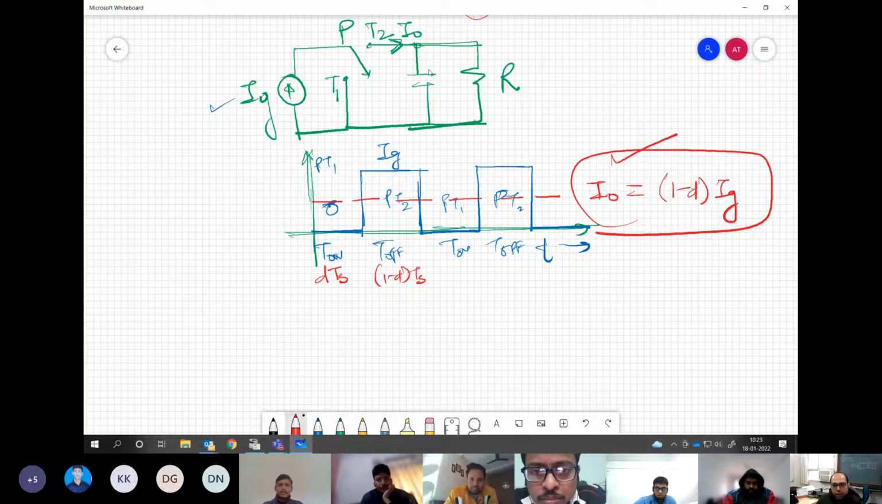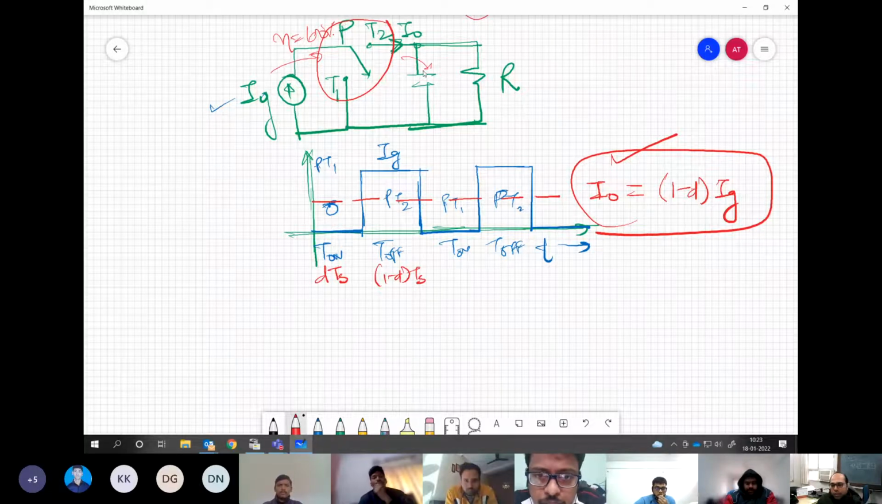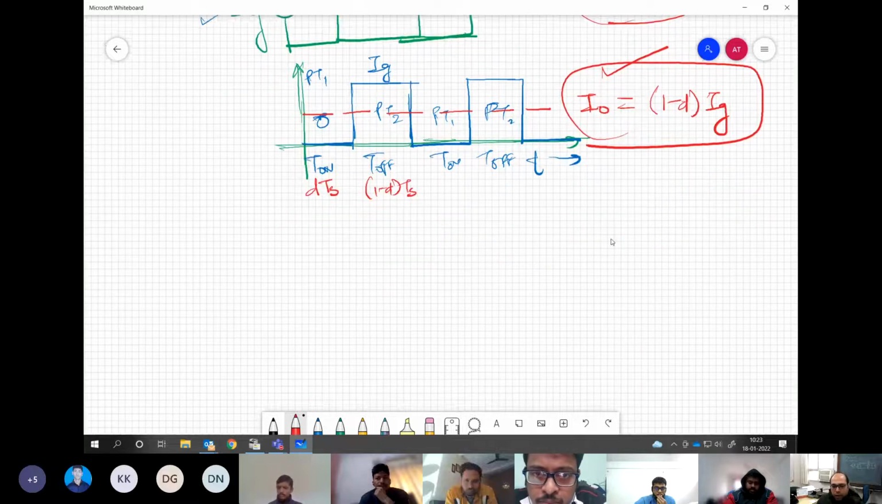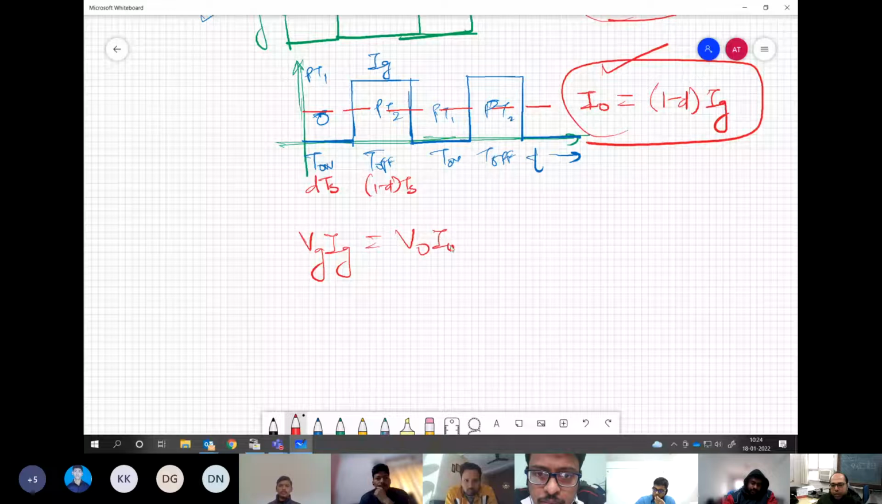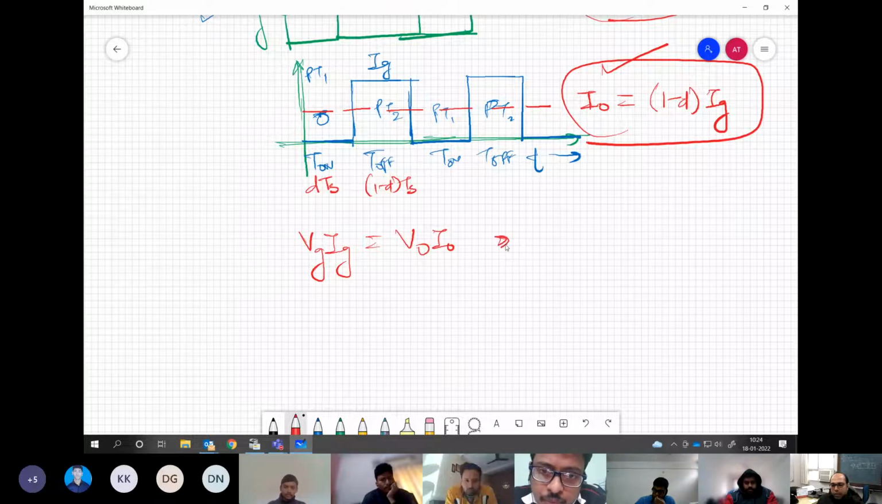Now we know that this part of our converter has 100% efficiency, without any power loss. So whatever power is flowing from this side to this side is going to remain balanced. The P input is always going to be equal to P output. Correct? So if Vg is the voltage at the input end, and Ig is the current we are seeing, this is going to be equal to VO, the output voltage, times IO, the output current. And so using this expression, VO will be equal to Vg by 1 minus D.